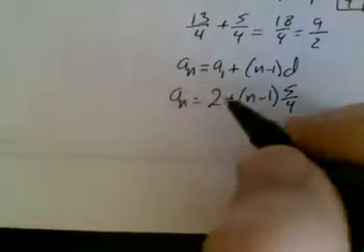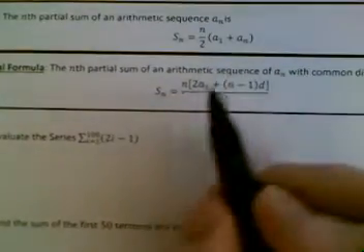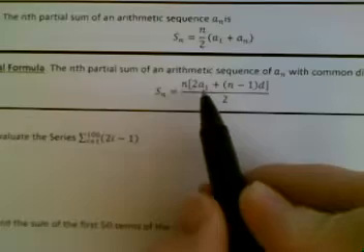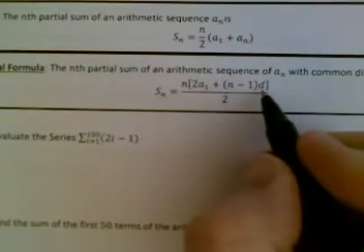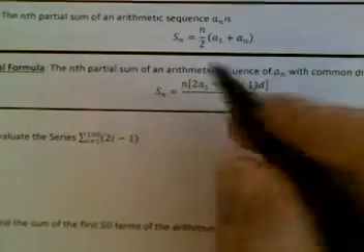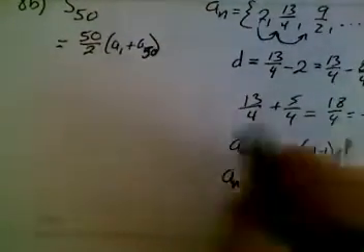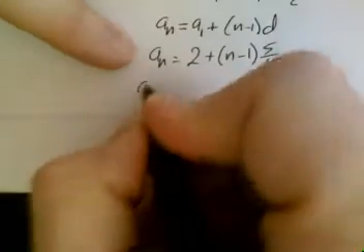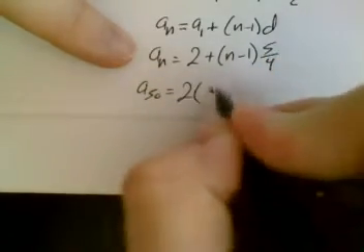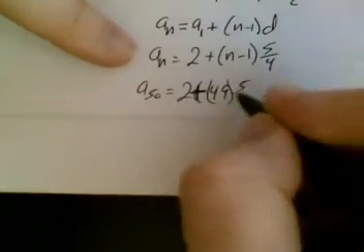Or I could skip this altogether and use the formula that we solved for before, this one right here. I know what n is, that's 50. I know what a sub 1 is, that's 2, and I know what d is, that's 5/4. I could plug all that into this formula, or I could just continue to use this one here. I'm going to continue to use this one. So, a sub 1 I know is 2. For a sub 50, I'm going to plug 50 in and find it: 2 plus 49 times 5/4.